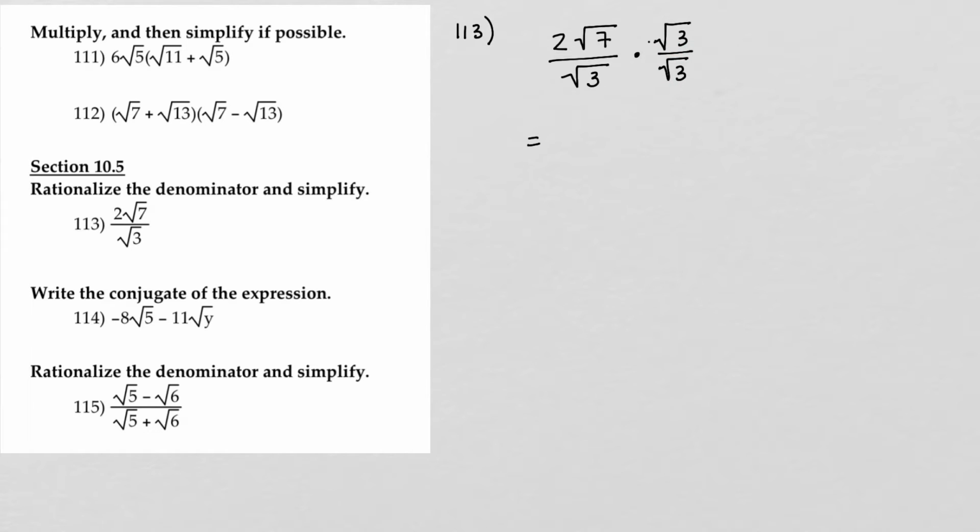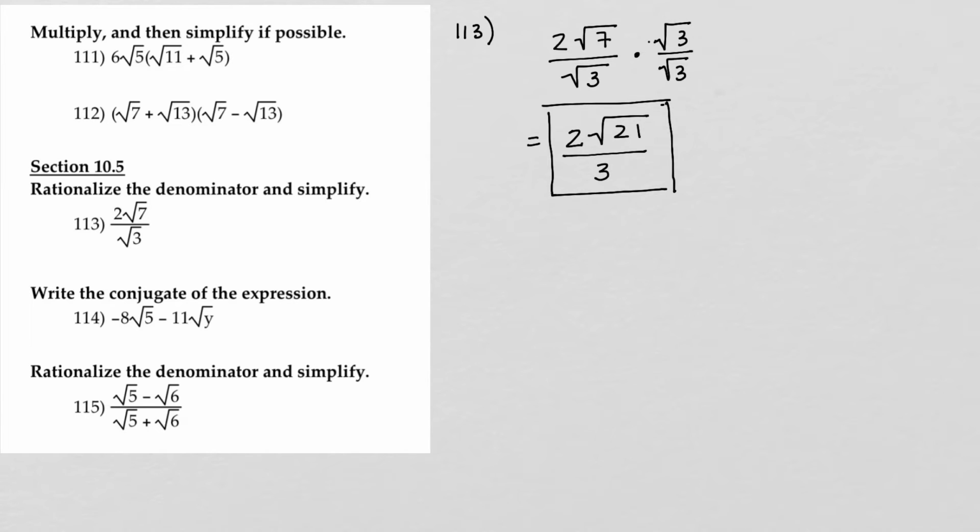So 2 times 1 gives me 2, and 7 times 3 is 21, and that stays under the radical. And square root of 3 times the square root of 3, I can write square root of 9, but I know that's going to be 3. So my denominator is rationalized, which just means that there's no radical there anymore. And that is my final answer.